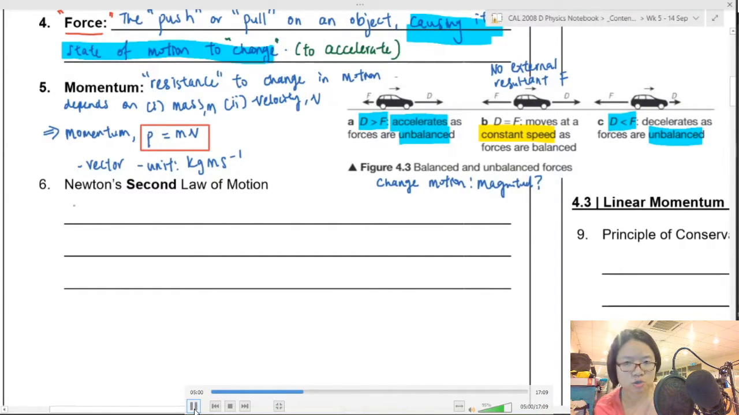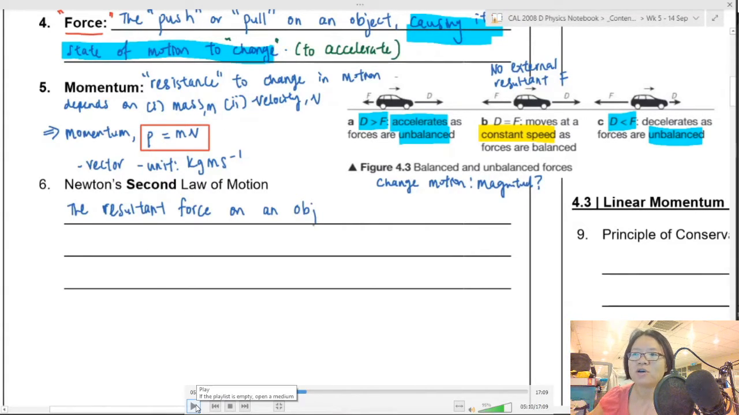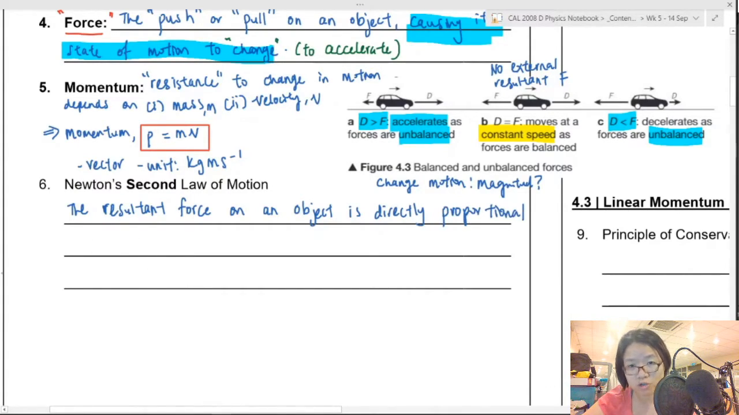Alright, so since we already introduced momentum, which is a property of an object that has mass and moves at the same time, we can now define Newton's second law. Newton's second law tells us or answers the question, how much force do I need to change your motion? So, say I have a 20 kg ball ramming its way to me. What do I do? How much force do I need to apply? Well, Newton's second law tells us that the resultant force of an object is directly proportional, again, to its rate of change of momentum.